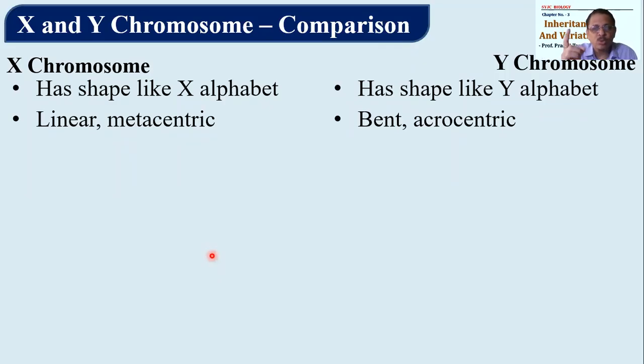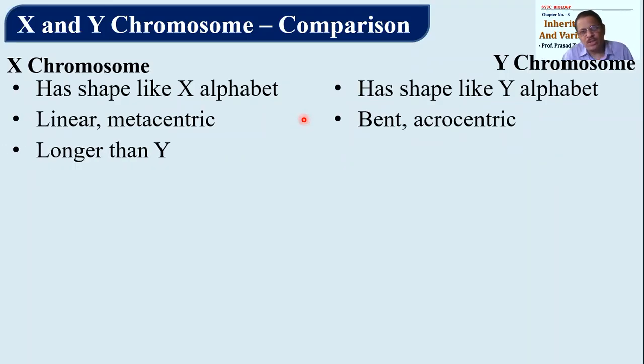So when chromosome is kept like this, it will not remain linear. It will remain like this, bent. It will have a bent arm. तो एक ऊपर का छोटा सा पार्ट उसका bent रहेगा. That's what is called bent arm, and it is acrocentric in nature.